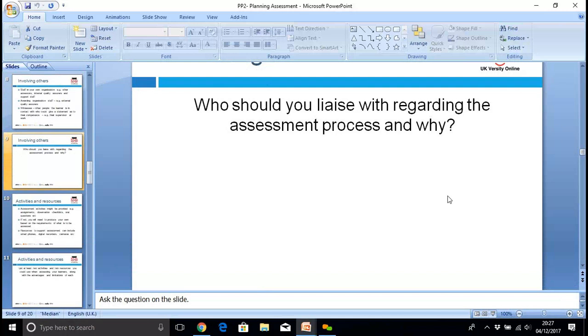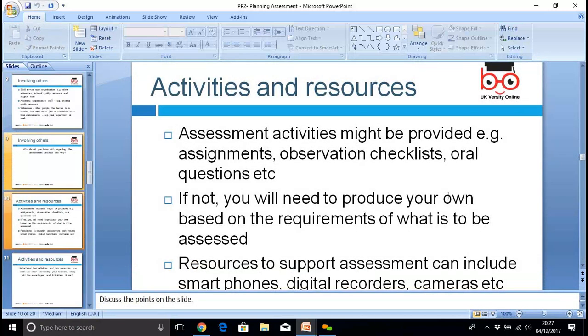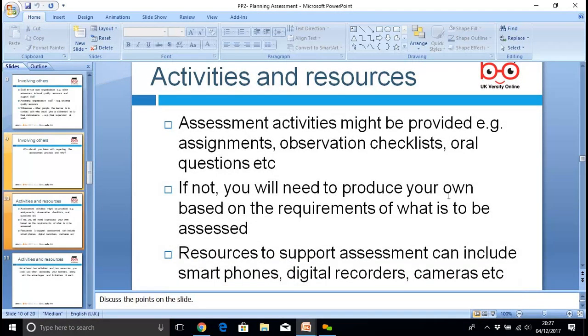Who should you liaise with regarding assessment processes and why? Well, that's a fairly easy one. Assessment activities may be provided, e.g. assignments, observation, checklists, oral questions, etc. If not, you may need to produce your own based on the requirements of what is to be assessed.